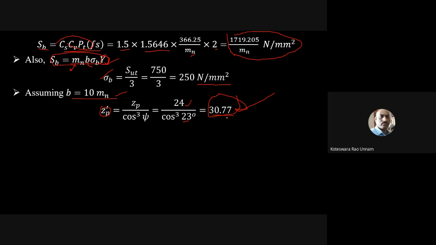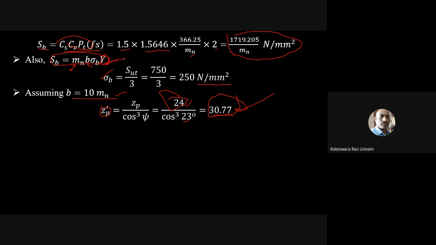Don't round it off here, because these are not the actual number of teeth. The actual number of teeth is only 24, the actual number of teeth on the gear. That is the practical number, so 24 only. There is no fraction. But only in case of virtual teeth, you will have a fraction value. Even though you have fraction values in the virtual number of teeth, you have to use that fraction value only. So now, based on this 30.77 number of teeth, you need to find the value of Y.